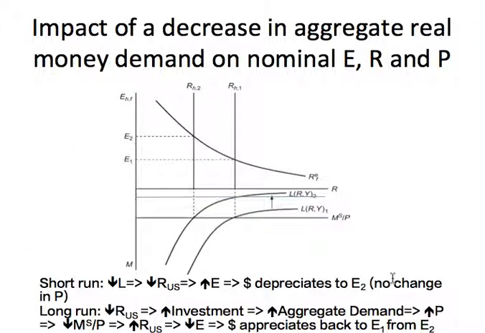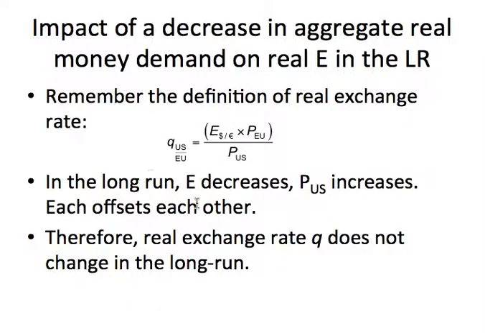Here, let's just go back to the previous slide. We saw that the price level went up, and so P_US goes up, the exchange rate E goes down, and they cancel each other out. Since they offset each other, the real exchange rate remains unchanged in the long run. So there is no impact of a decrease in aggregate real money demand on the real exchange rate in the long run.